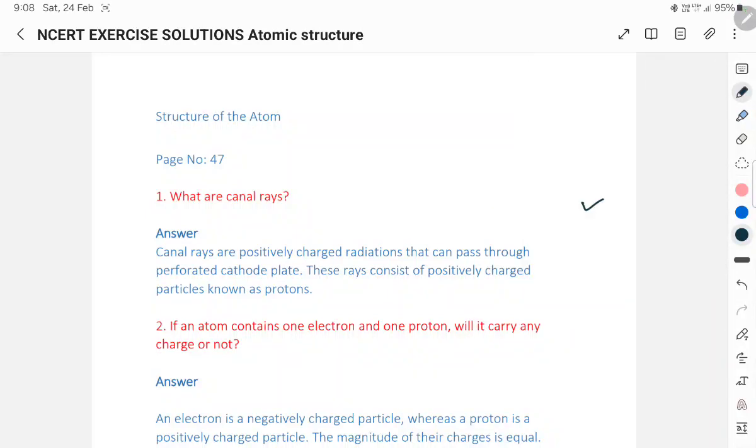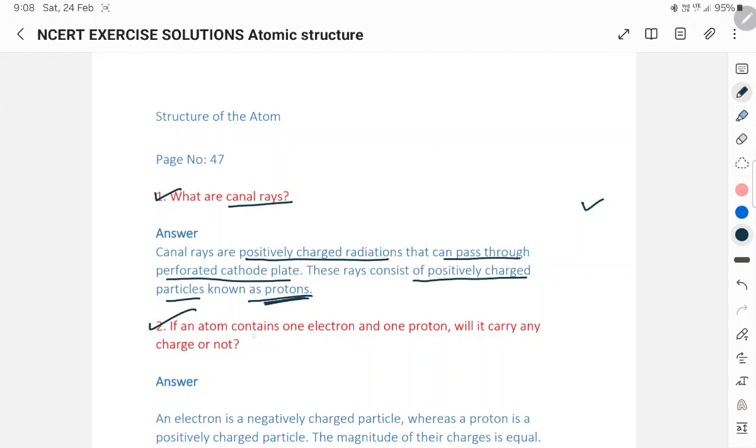Hello students, in today's video lecture we are going to discuss NCERT exercise solutions of the atomic structure chapter. So the first question is, what are canal rays? Canal rays are positively charged radiations that can pass through a perforated cathode plate. These rays consist of positively charged particles known as protons.